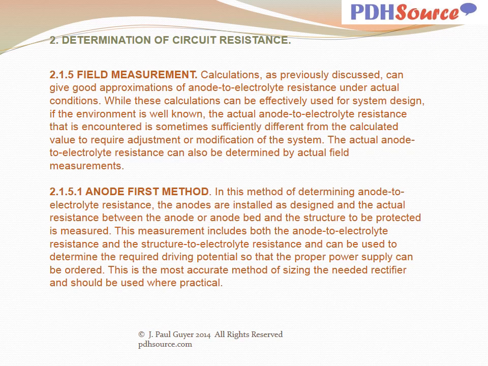With regard to the anode first method, in this method of determining anode to electrolyte resistance, the anodes are installed as designed and the actual resistance between the anode or anode bed and the structure to be protected is measured. This measurement includes both the anode to electrolyte resistance and the structure to electrolyte resistance, and can be used to determine the required driving potential so that the proper power supply can be ordered. This is the most accurate method of sizing the needed rectifier and should be used where practical.